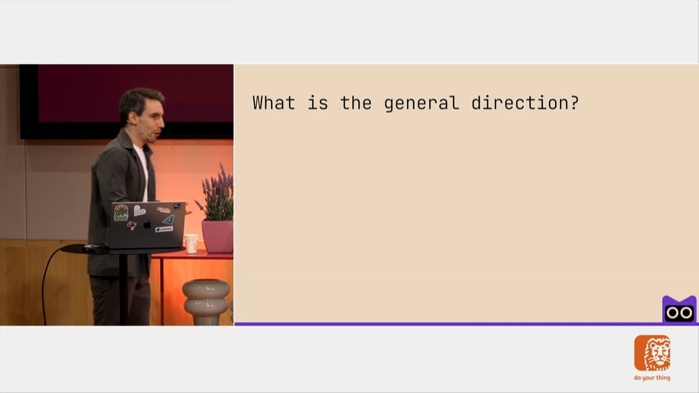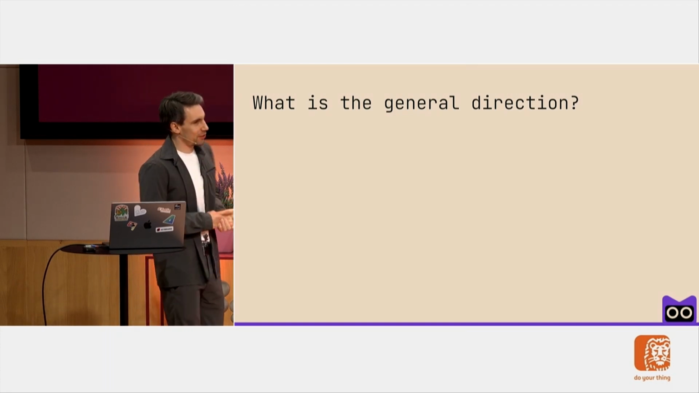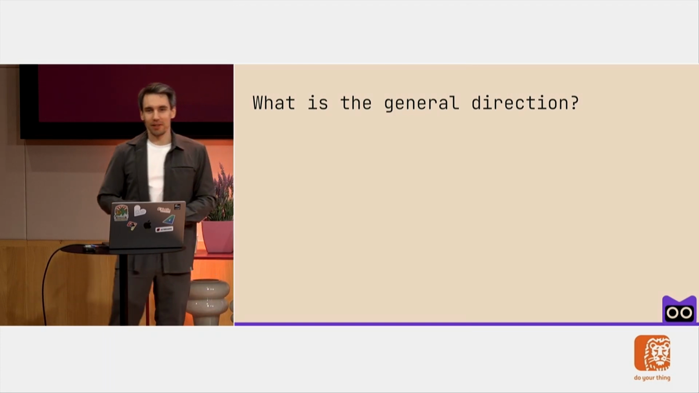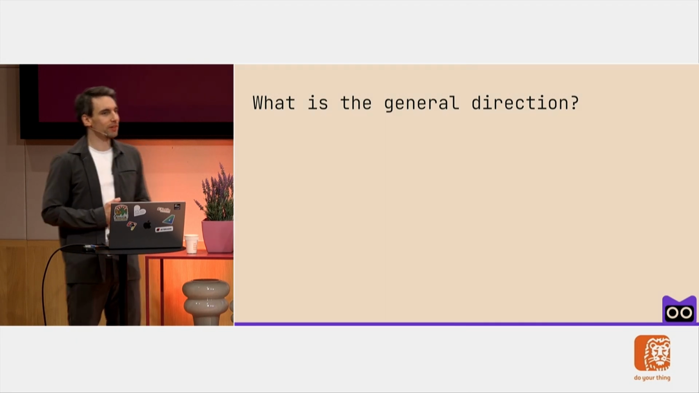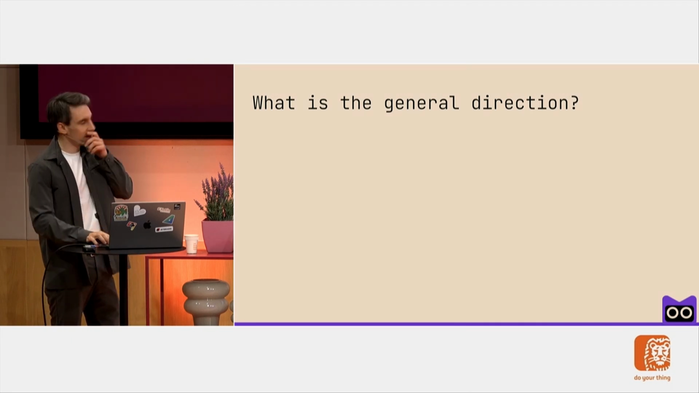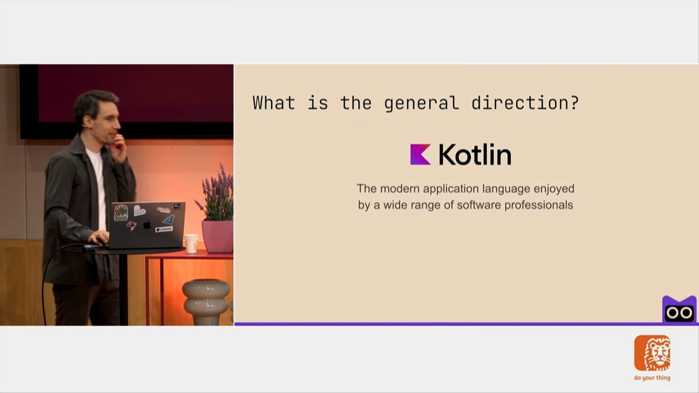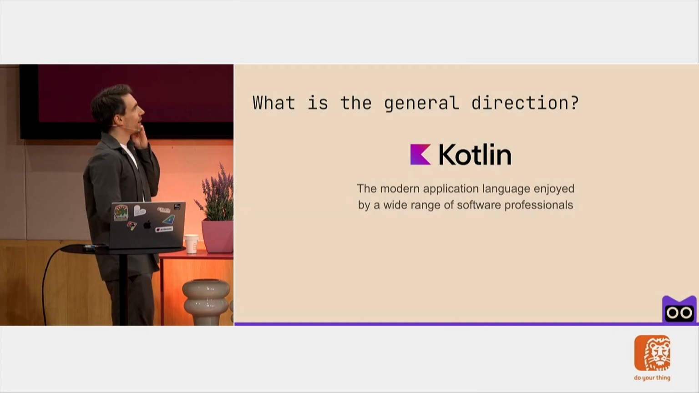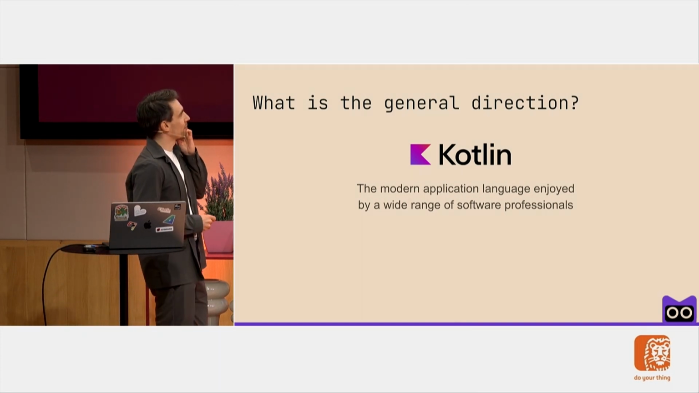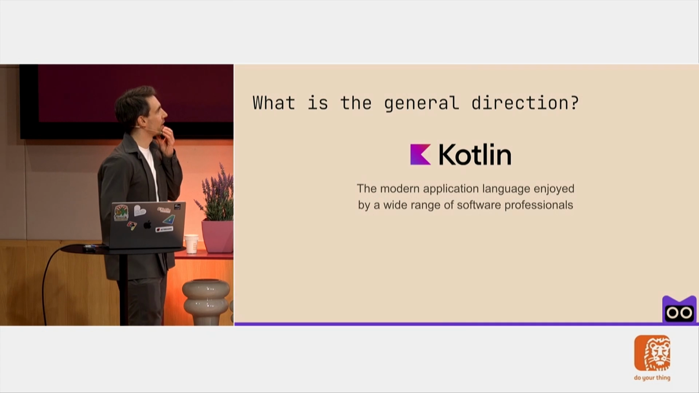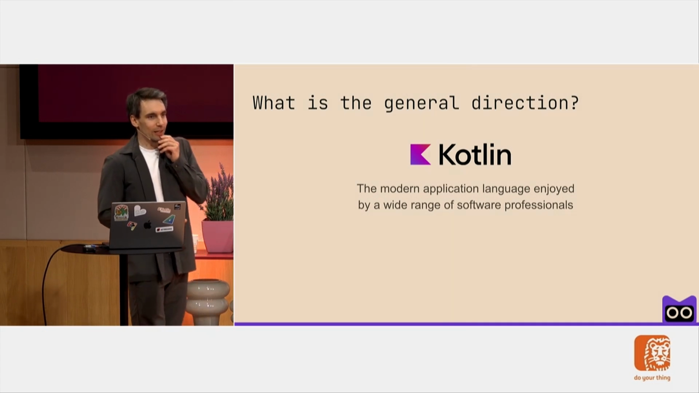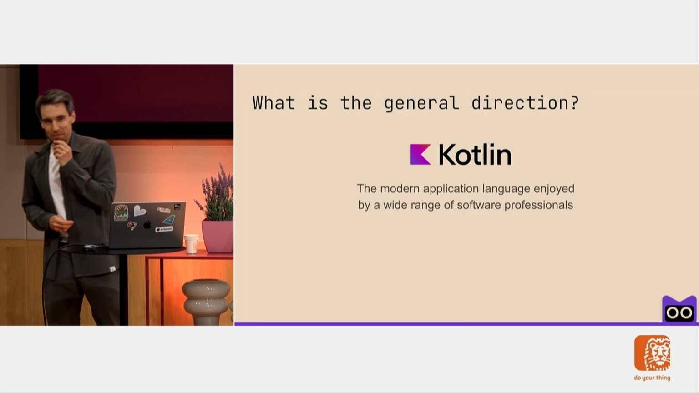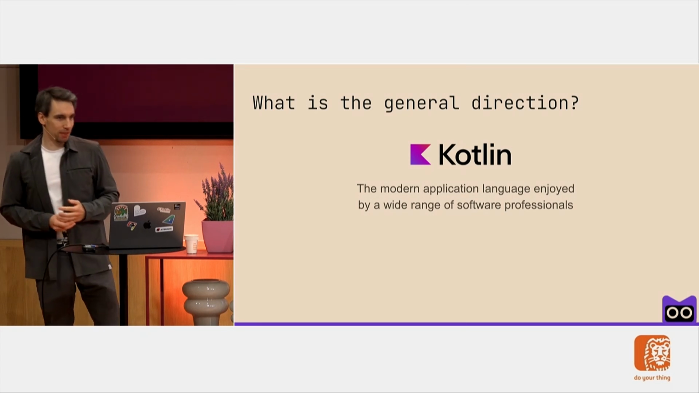And at this point, you might ask, what is the general direction? Because those features might not be very connected. They're about different stuff and so on. And here I would start with the vision of Kotlin, which is: Kotlin is the modern application programming language enjoyed by a wide range of software professionals. So it basically means that we don't have any specific domain.